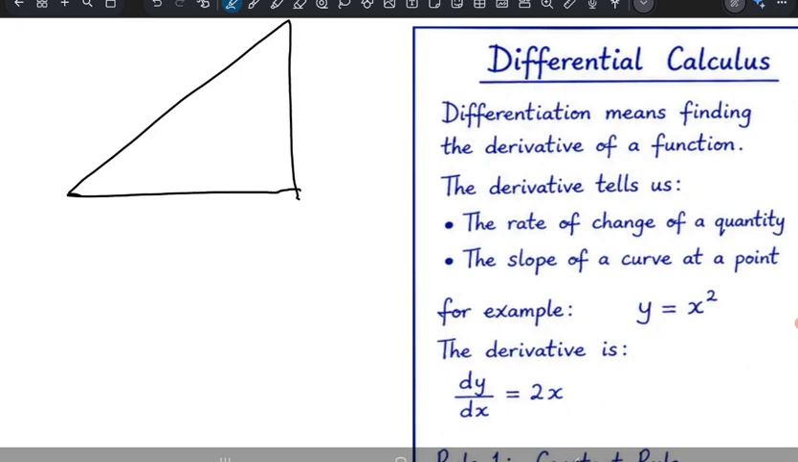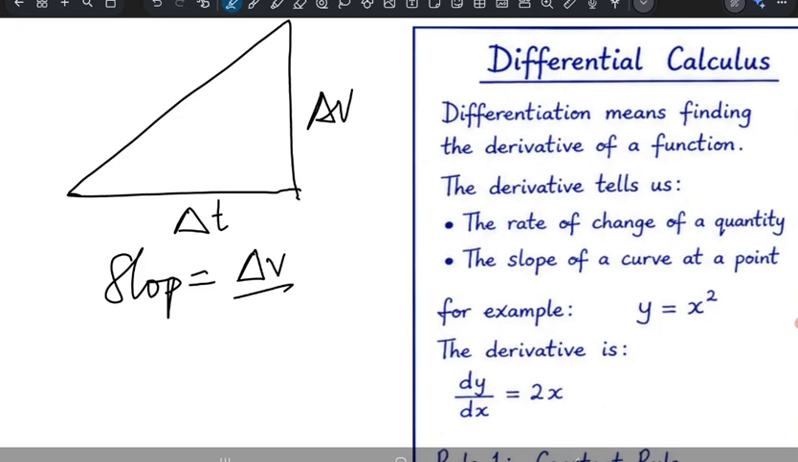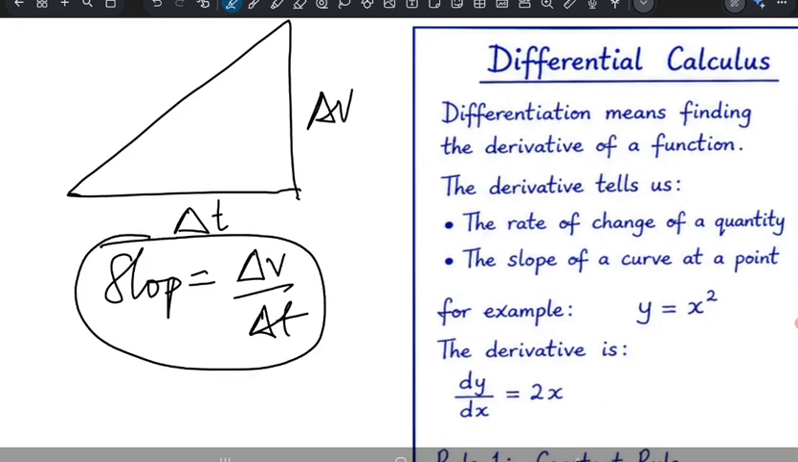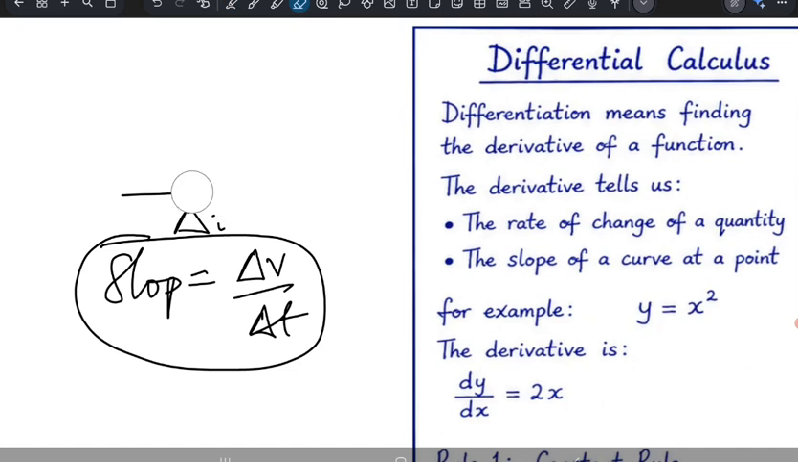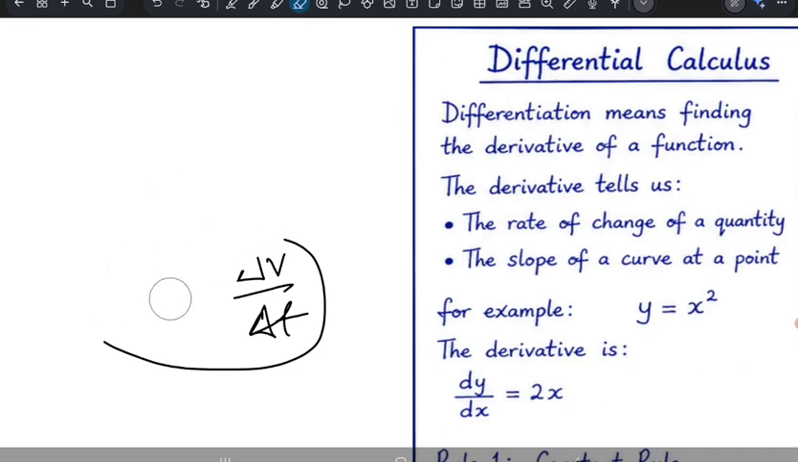For example, this is change in V to change in T. So we have a slope to be change in V onto change in T. So this concept is what we call differentiation. That is the first statement: the rate of change of a quantity. The second one mentions the slope.